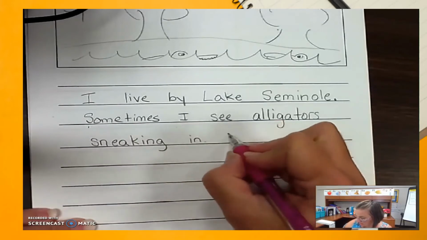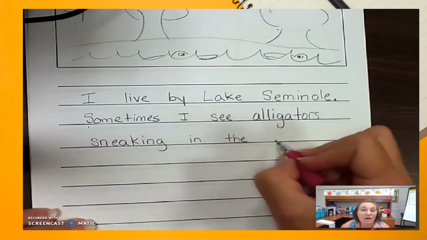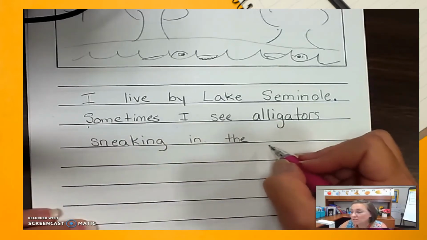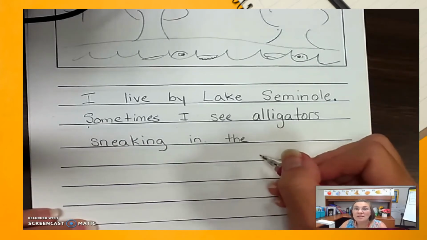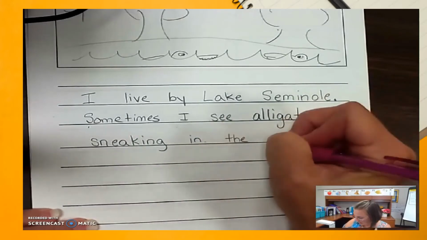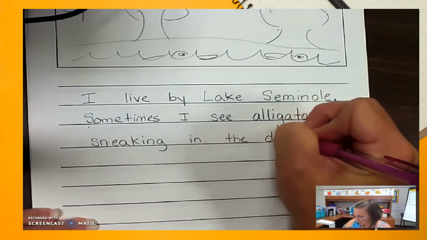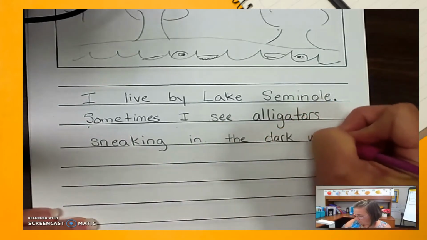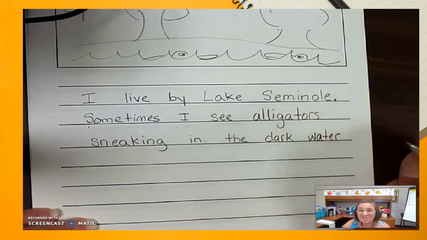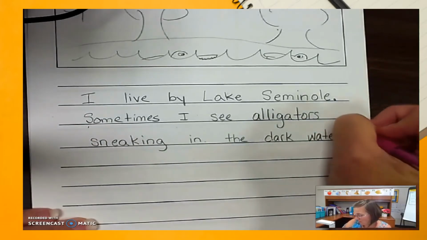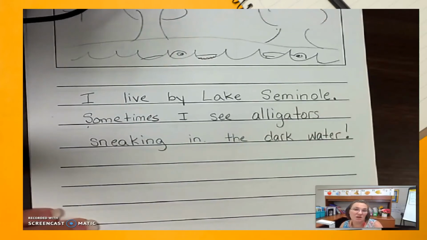In the, and now I'm going to use an exact detail. I'm not just going to say in the water. I'm going to say in the dark water so that my readers can know what it looks like. In the dark water. And I'm not just going to end it with a period. I'm going to end that part with an exclamation point because that's kind of scary.